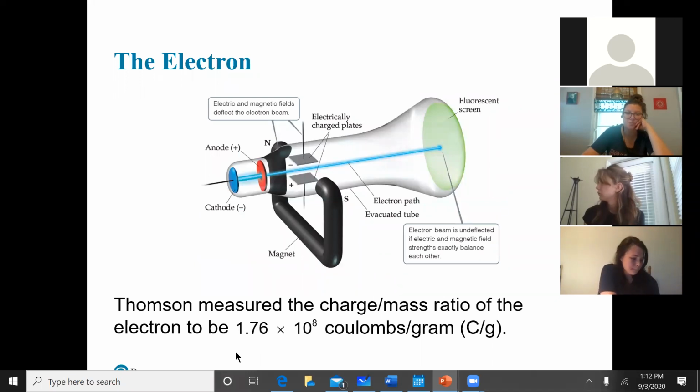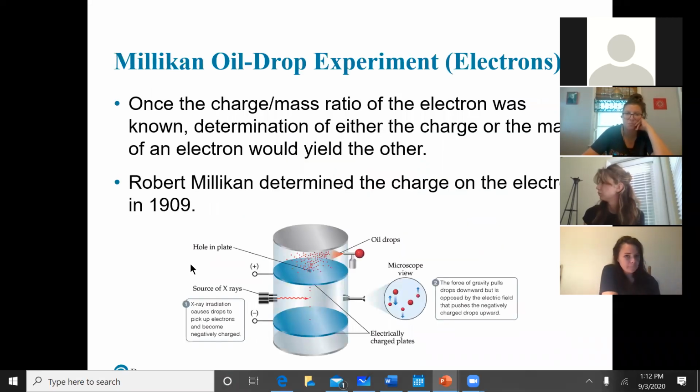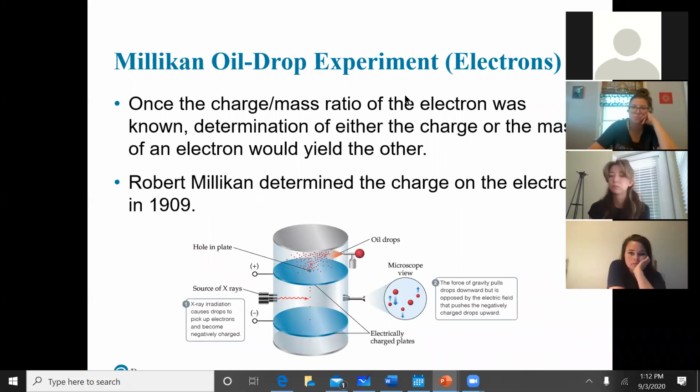Tom, you don't need to know this, don't worry about that. Okay, so once we had the charge mass ratio of the electron, we can move on from that.